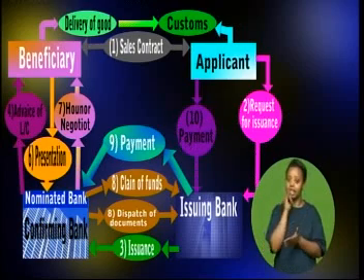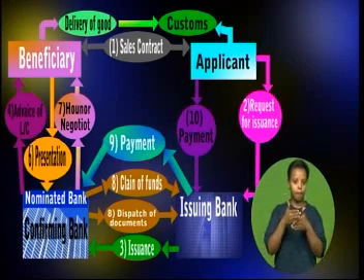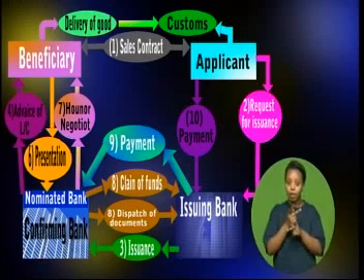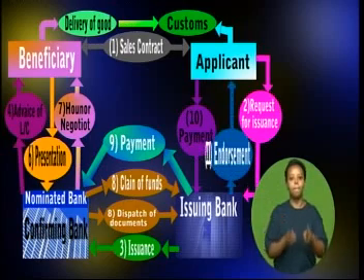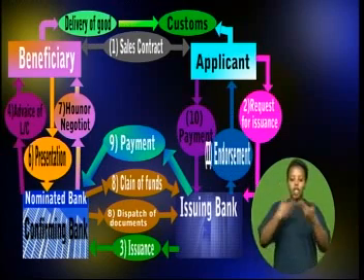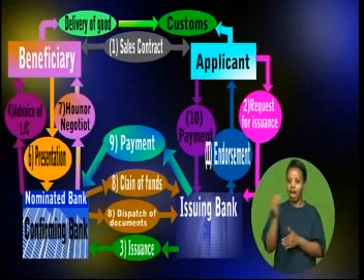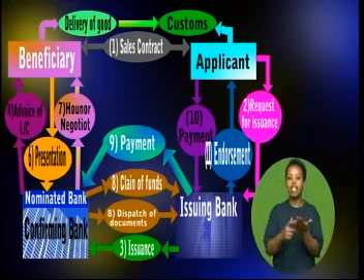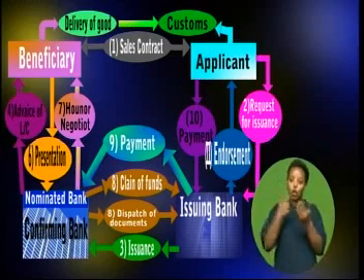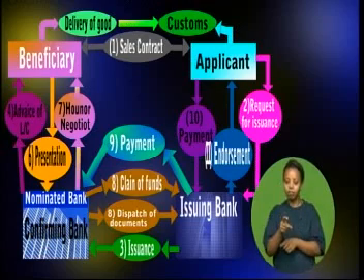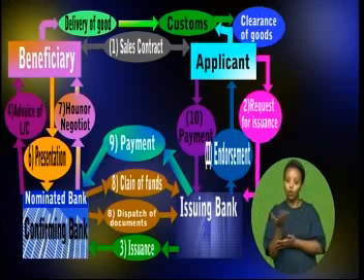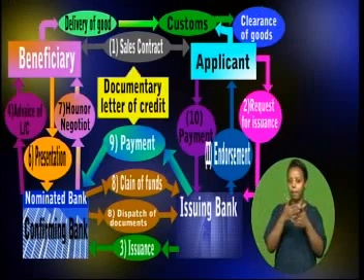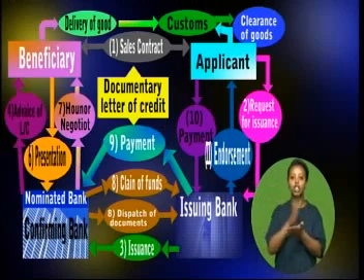Payment is another step. Buyer is debited by the issuing bank in a pre-agreed manner. Then the issuing bank debits the buyer and releases the documents, including the transport document, so the buyer can claim the goods from the carrier. Clearance of goods is the final step. Buyer uses documents to receive delivery of goods.